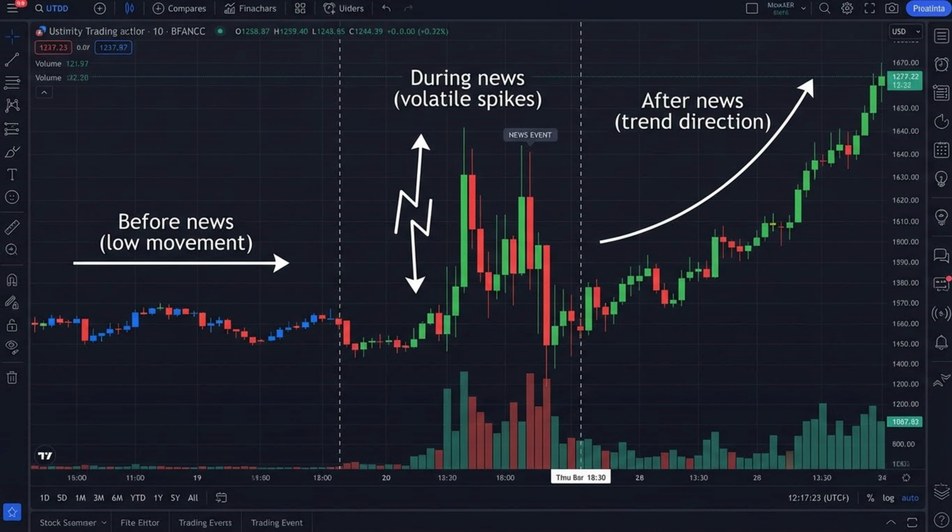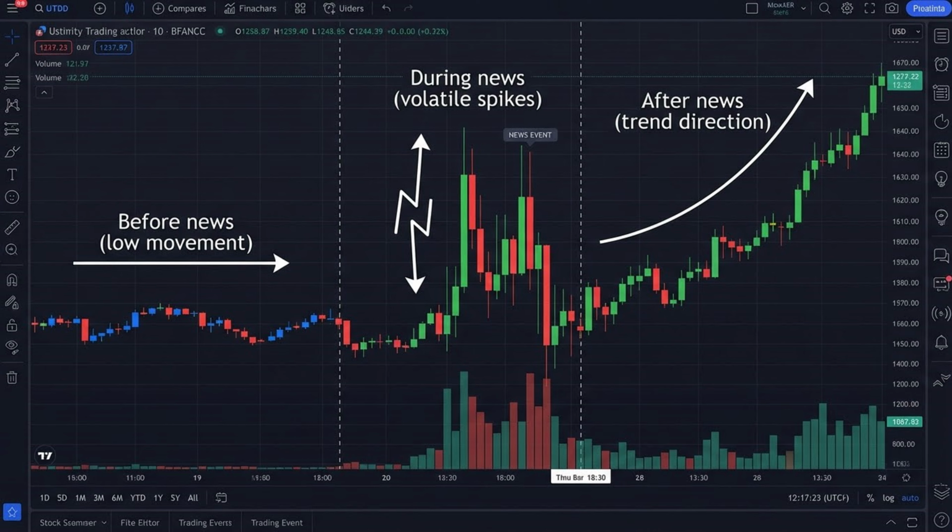This chart illustrates how markets typically behave around major news events. Before the news is released, price movement is usually calm and limited as traders wait for new information. This phase is shown as a period of low volatility where the market moves slowly and indecisively. Once the news is released, volatility increases sharply.